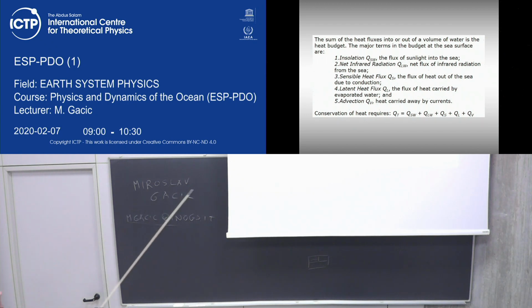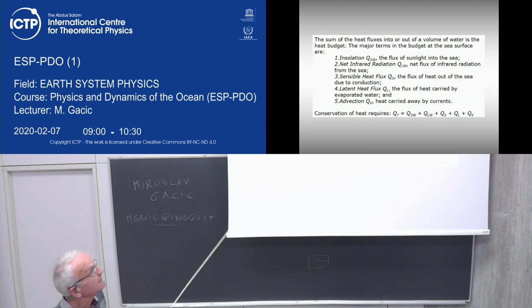Then we have the latent heat flux, which is the flux of heat carried by evaporated water, because obviously at any single moment the water evaporates from the ocean into the atmosphere due to, for example, the wind. The wind is helping the evaporation from the sea surface. And then finally, number 5 is the advection of heat carried away by currents.